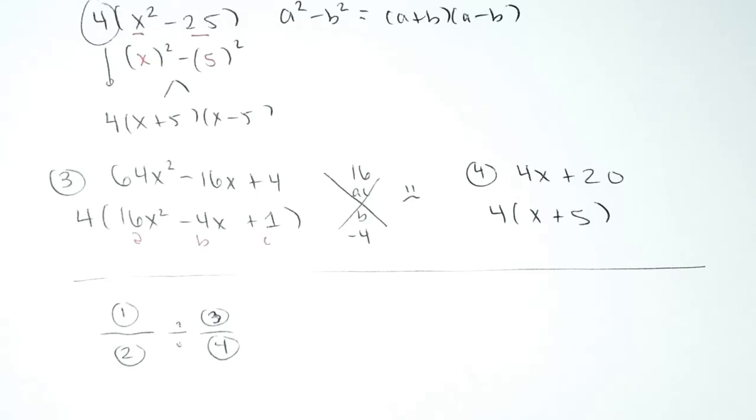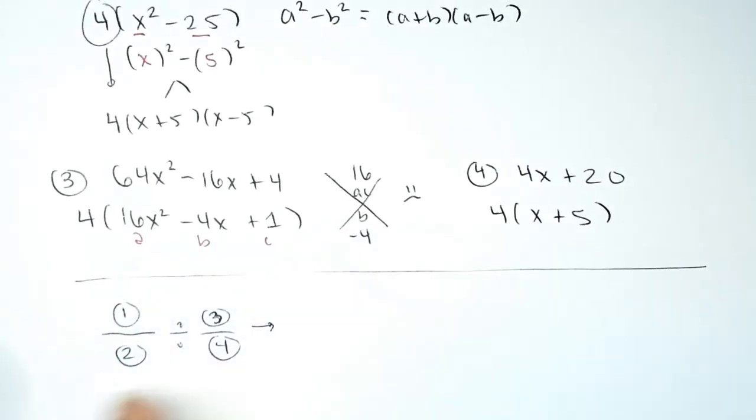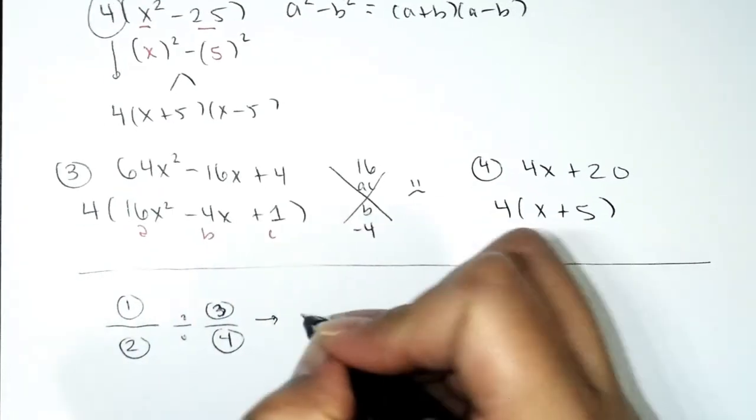Okay, so let's go ahead. Before we copy over the polynomials, let's go ahead and write this division problem as a related multiplication problem. Copy dot flip. Okay, we're gonna copy.